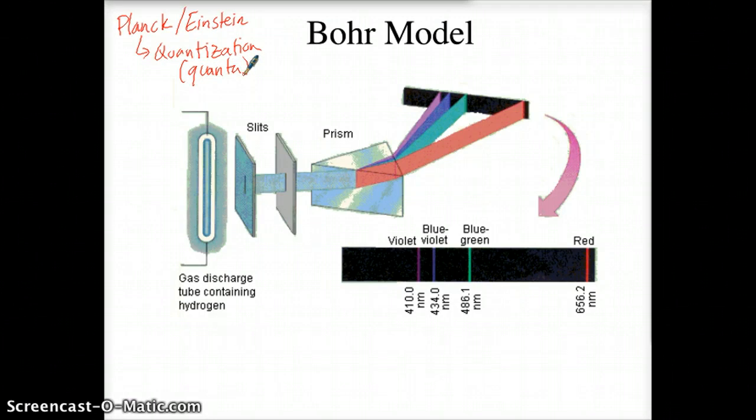How was this then supported with experimental evidence? The experimental procedure and apparatus that was used to support this idea of quantization was something called line spectra. Okay? Again, the idea of seeing lines of different colors in the visible spectrum, the part of waves of electromagnetic radiation that we can see with our eyes.